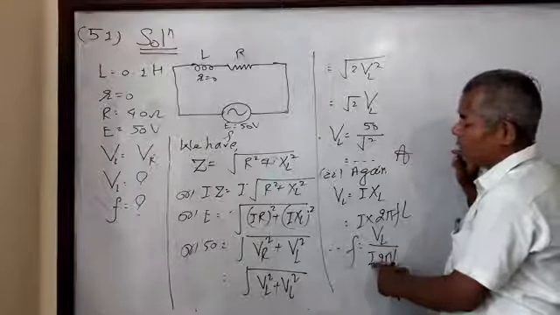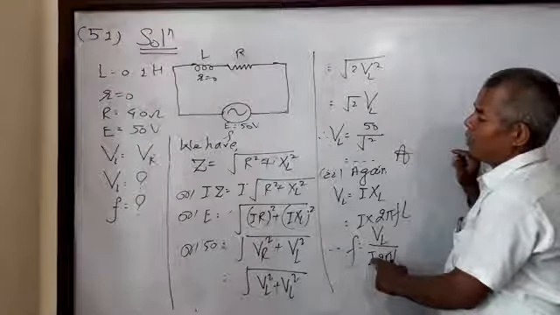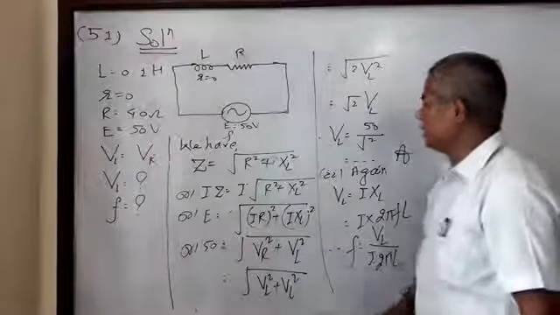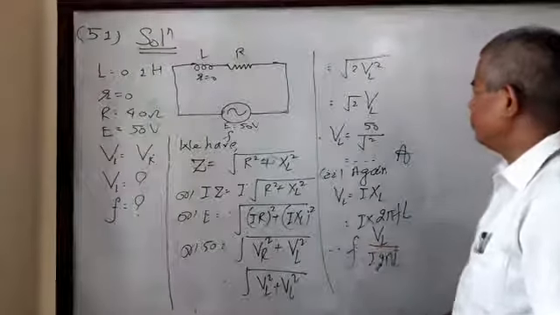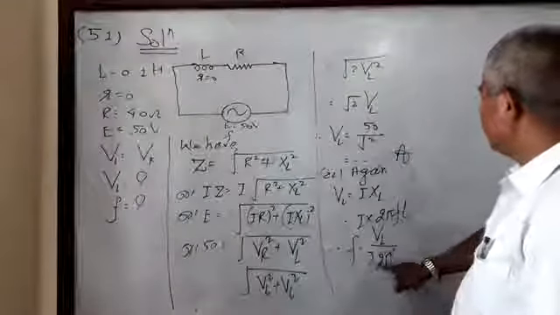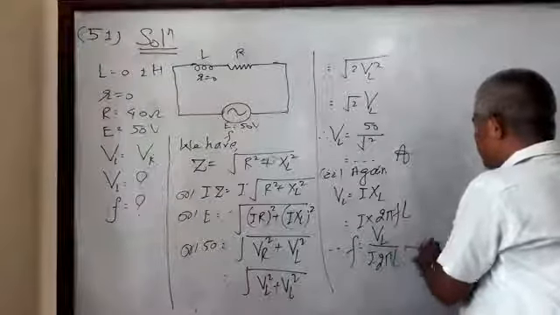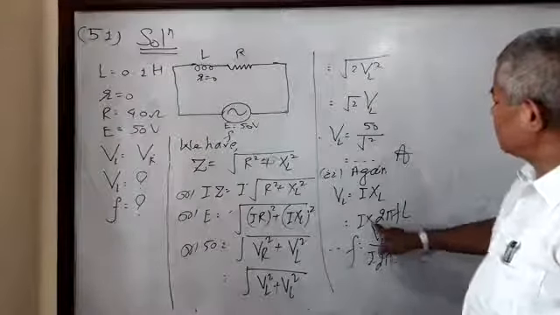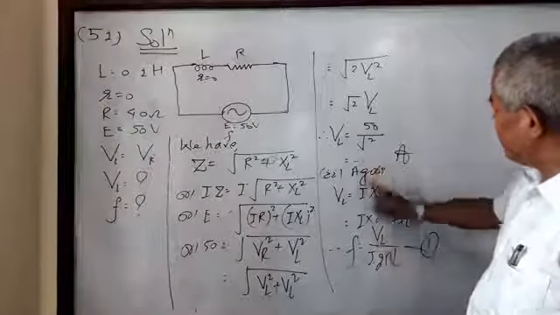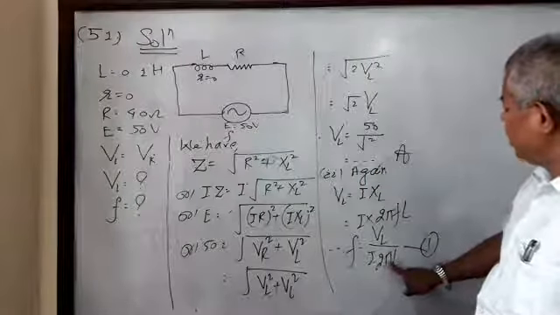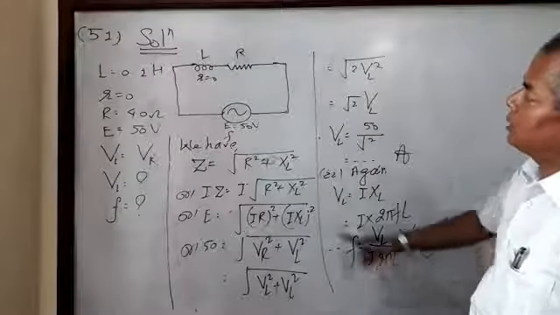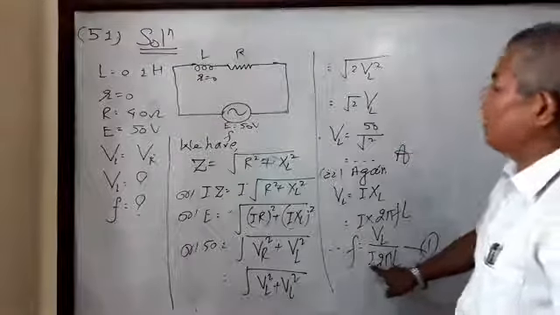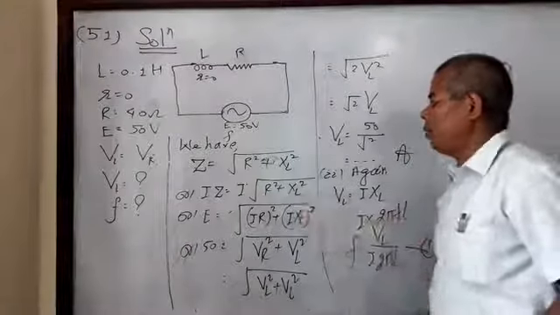Now we have to find I. To find the value of I, let me go to question number 1. VL is determined already here, and 2 is well known, pi is also well known, L is given to us, that is 0.1. The only remaining term is I. Then evaluate the value of I.